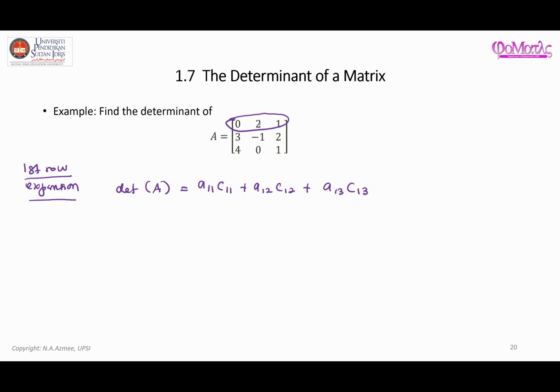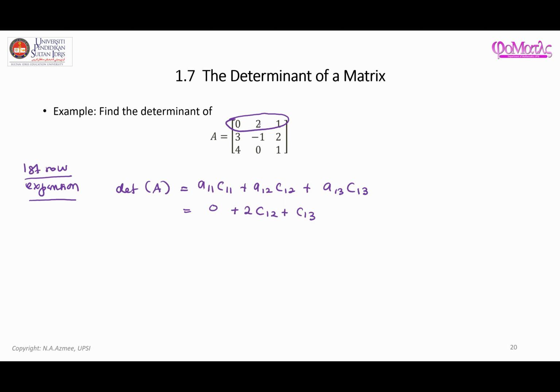Okay, and you can see here this is 0. So A11 is 0, therefore the whole thing is 0. You can see that you don't need to find C11. Okay, so the process is simplified to that, and then we have 2 times C12 plus 1 times C13, which is just C13.